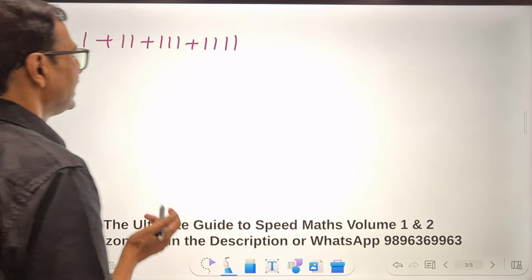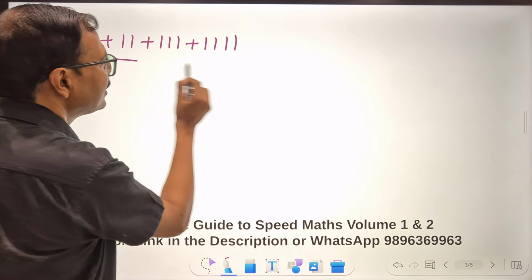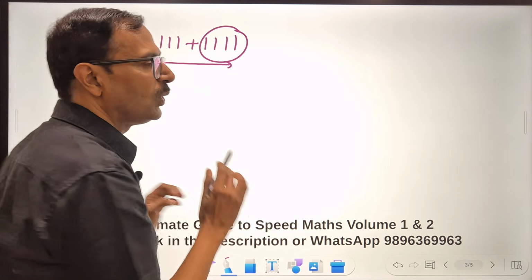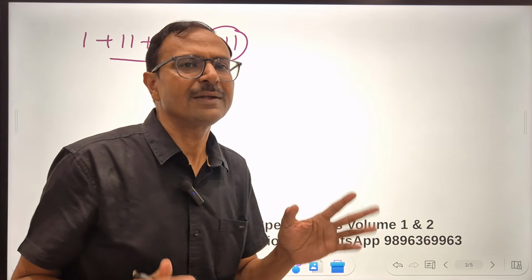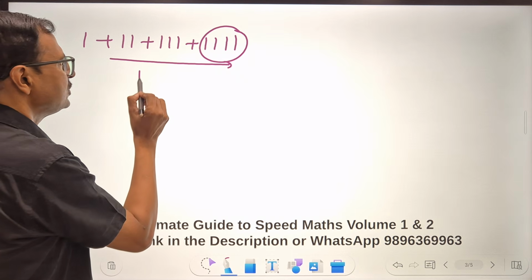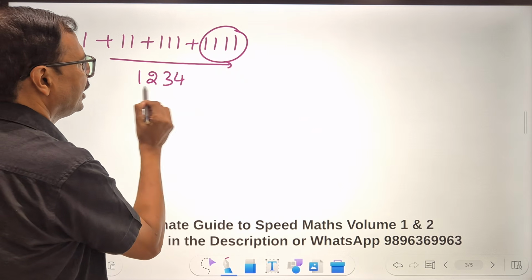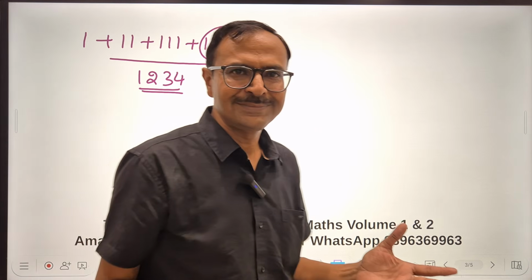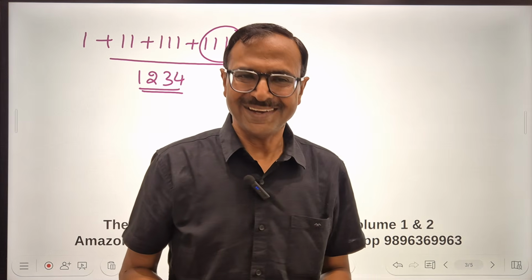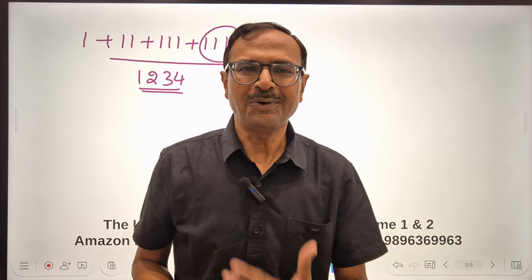Why? Because how many ones are there here? The maximum number of ones is 4. So just write the counting: 1, 2, 3, 4. And here you have the answer. Yes, you made it. The answer is 1234.